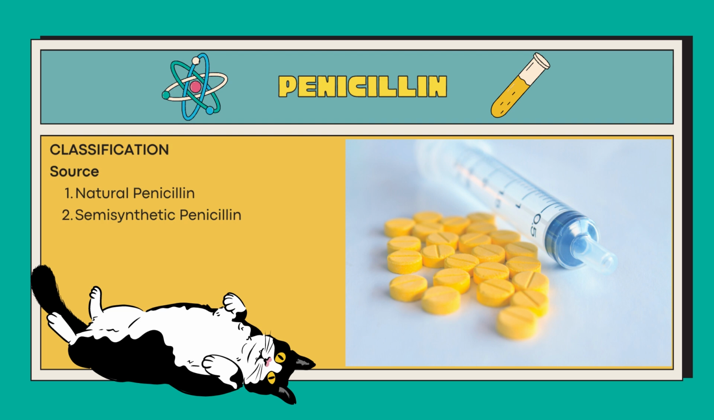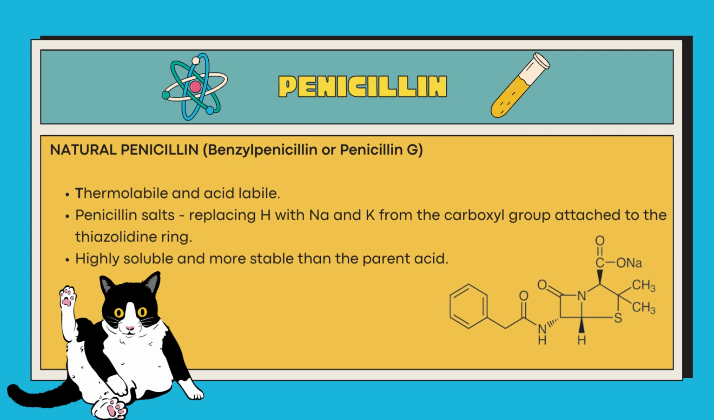Penicillins are classified into various groups based on their source. The natural penicillin is known as benzylpenicillin or penicillin G, and it is thermolabile and acid-labile. Penicillin salts are formed by replacing hydrogen with sodium and potassium from the carboxyl group attached to the thiazolidine ring. These salts are highly soluble and more stable than the parent acid. They are stable in the dry state but deteriorate rapidly at room temperature. Therefore, penicillin G solutions are always prepared freshly.